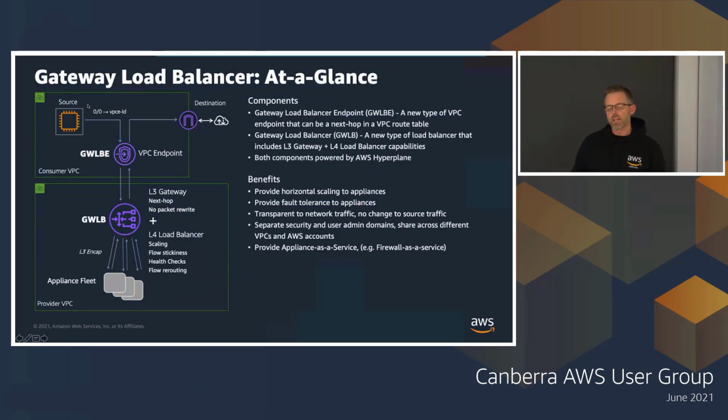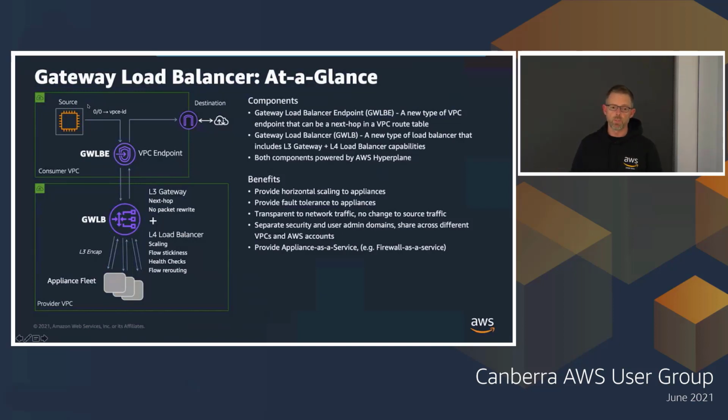So the Gateway Load Balancer handles things like scaling. So you can tightly integrate it with auto scaling groups. So as your load increases or drops, your appliance fleet grows and shrinks elastically. It handles flow stickiness. So the same flow will always go via the same appliance. So you've got state, so your stateful firewalls will work.